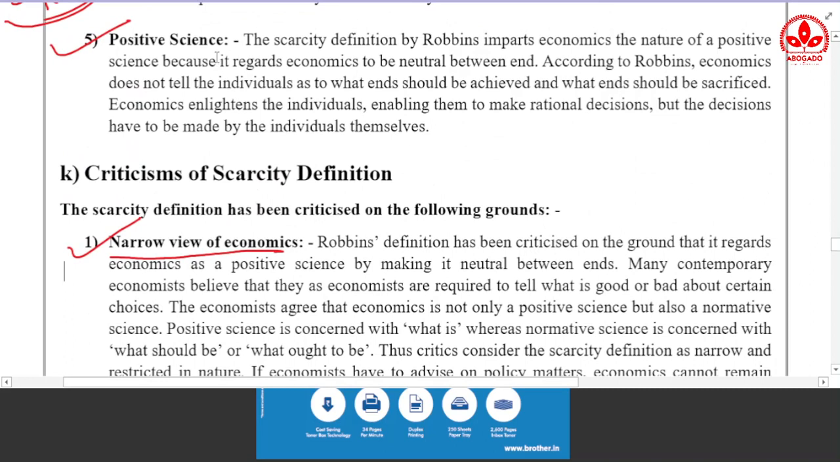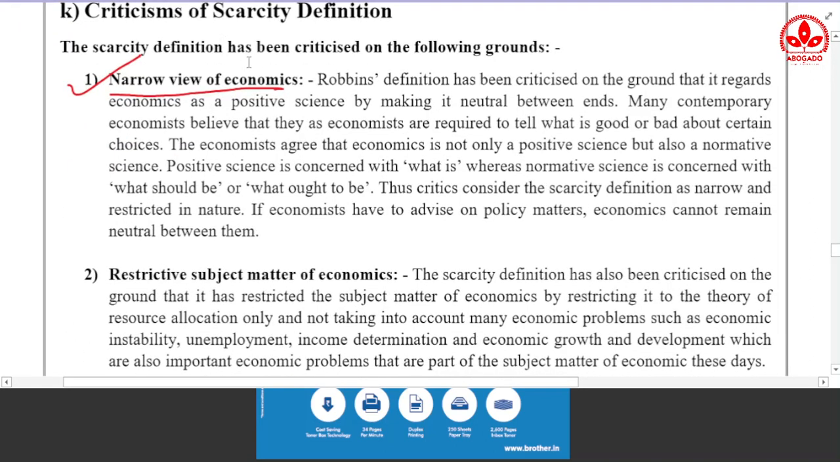See, in the last point we saw that economics just gives what is to be done and how it is to be done, and in the end the thing which is to be done, that is to be done by the human being only. But the critics criticize that economics is not only a positive science but a normative science. Meaning in economics we do not only say that this is the thing and you need to frame your policies on your own, but in reality economics is going to frame those policies for you.